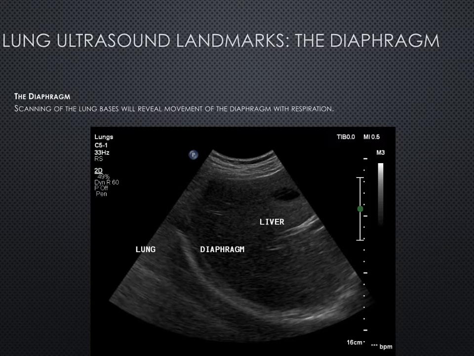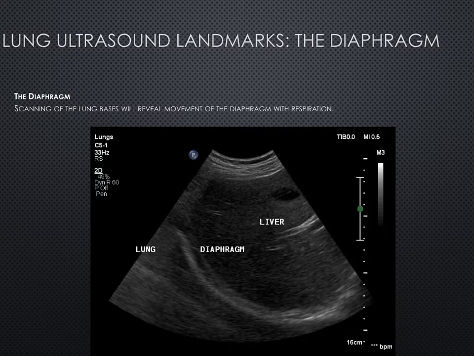I would just say that your diaphragm's higher than you think it is. So just make sure that you position your probe at a high enough level within the rib spaces in order to visualize that diaphragm. Also, it's much easier to visualize the diaphragm on the right hand side of the patient than on the left hand side, and that's purely because the liver makes a better acoustic window for visualization of that diaphragm itself.